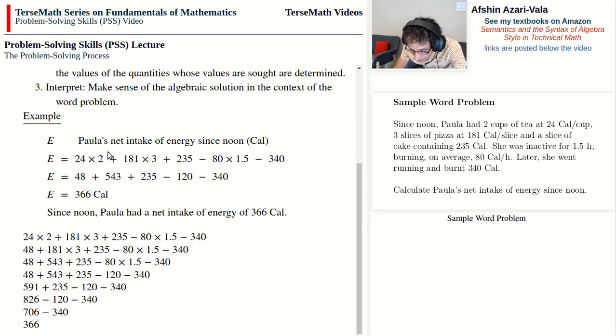Owing to the spacing here, I can visually group 24 and 2, and then 181 times 3, and then 235, and so on. Okay, so one question comes up as to why is it that we can use additions and subtractions to break an expression into terms? Why is it that we did not use, let's say, multiplications or later on divisions or other things to break an expression into terms?